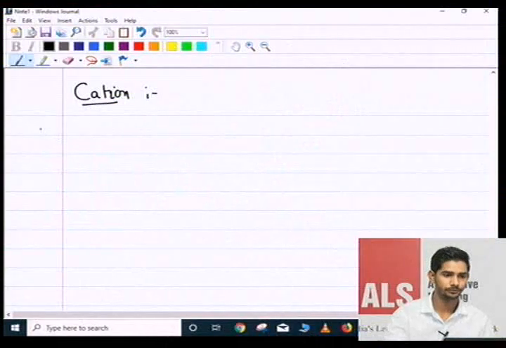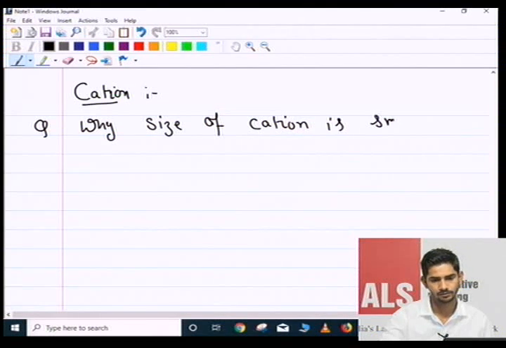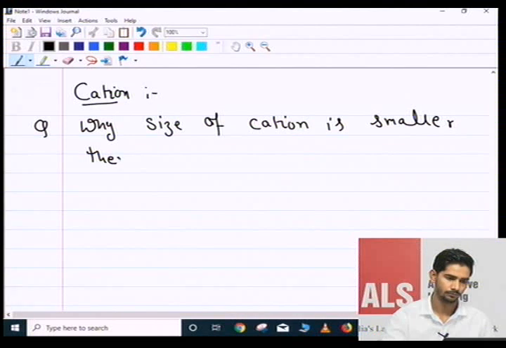There is a question which is very common in school examinations. Why is the size of a cation smaller than its parent atom?